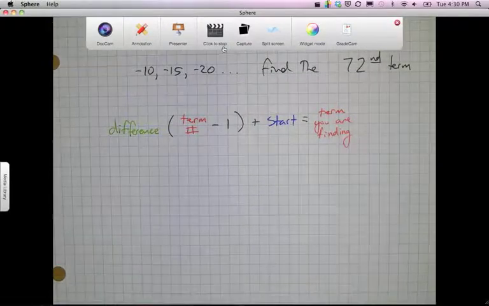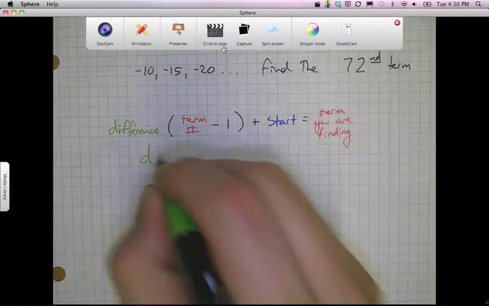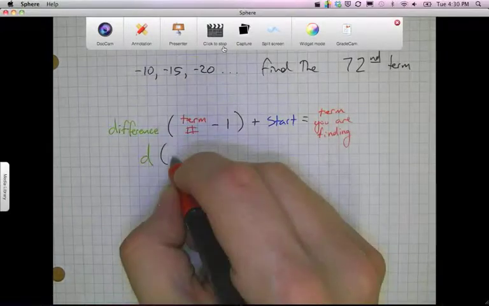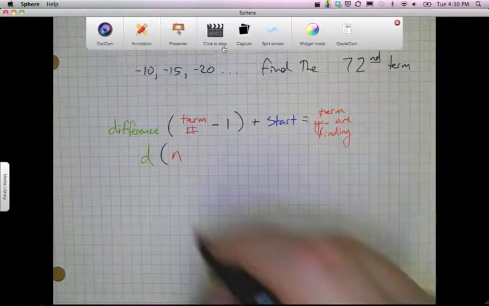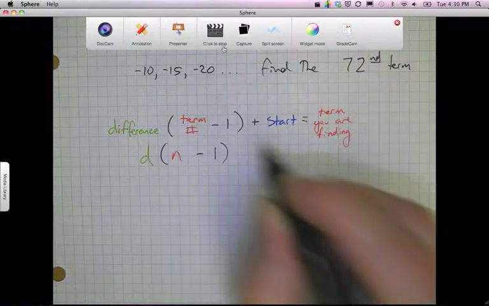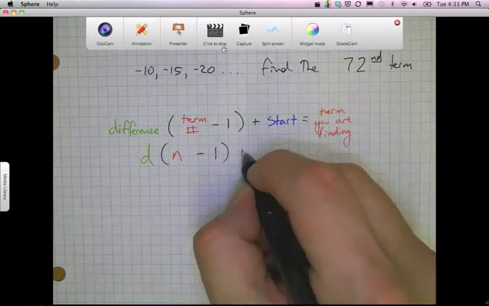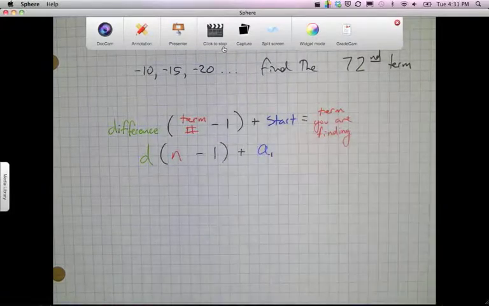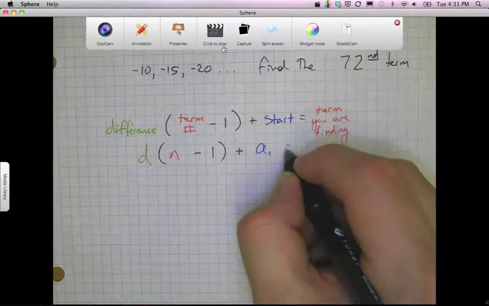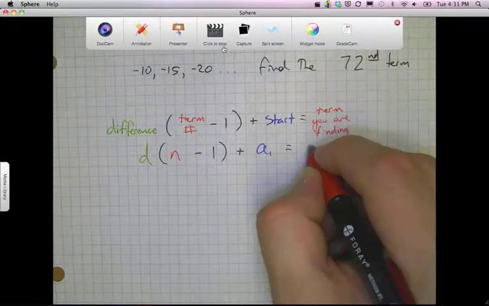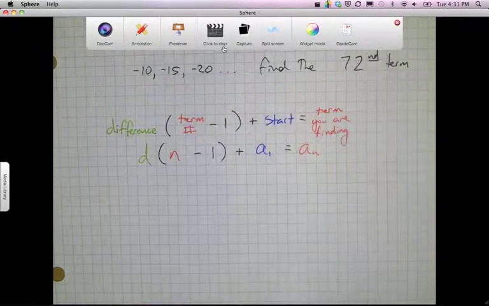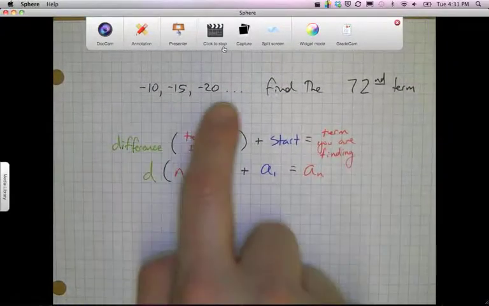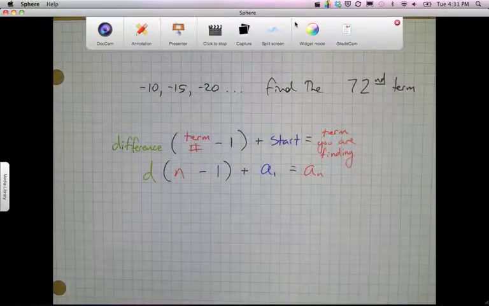Written in variables, it looks like this. D times the term number, which is n, minus 1, plus the start, which we call A1, and that equals A sub n.